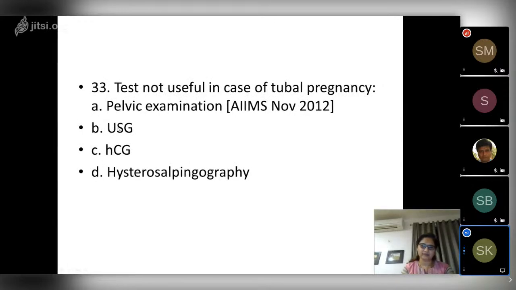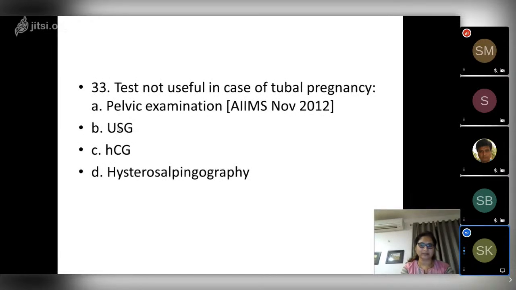See, earlier when there was no ultrasonography, people did pelvic examination. That was the only way to diagnose ectopic. One is to feel the adnexal mass. Second is to demonstrate the tenderness in the fornices and the tenderness to cervical movements. That's the most important thing which would suggest an ectopic pregnancy. And feeling a normal size uterus.